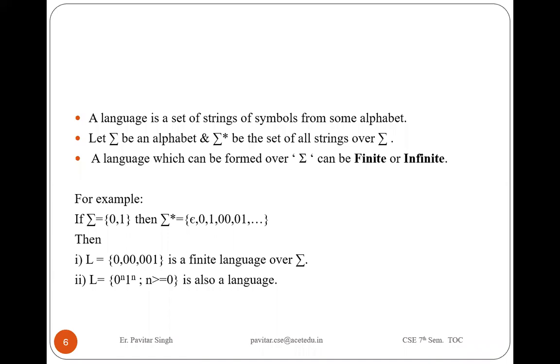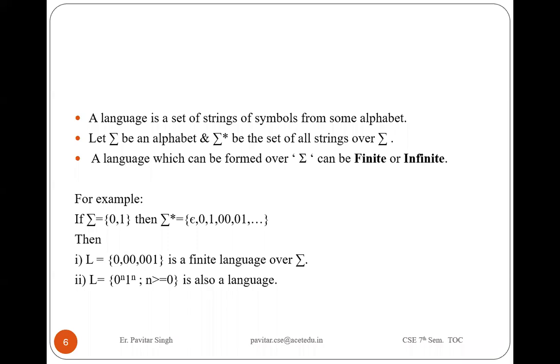So first of all, the definition of language. A language is a set of strings of symbols from some alphabet. That is, first of all, we have some symbols from the alphabet, and with the help of those symbols, we are going to make strings. Suppose this is your alphabet: 0, 1, right? With the help of the alphabet, we are going to make a string. Okay, so 0, 1, this is your one string. Then we have a language.